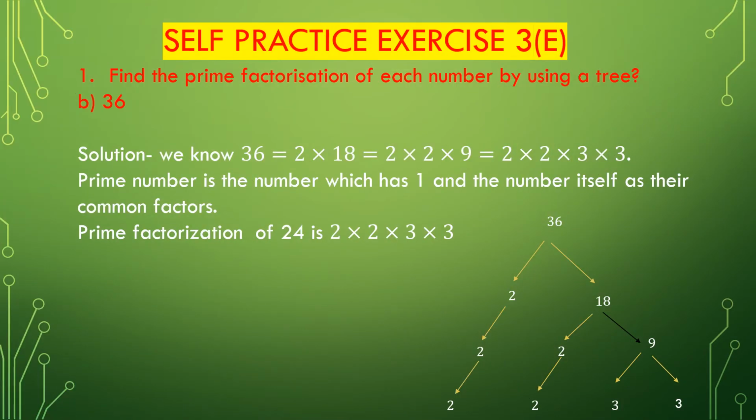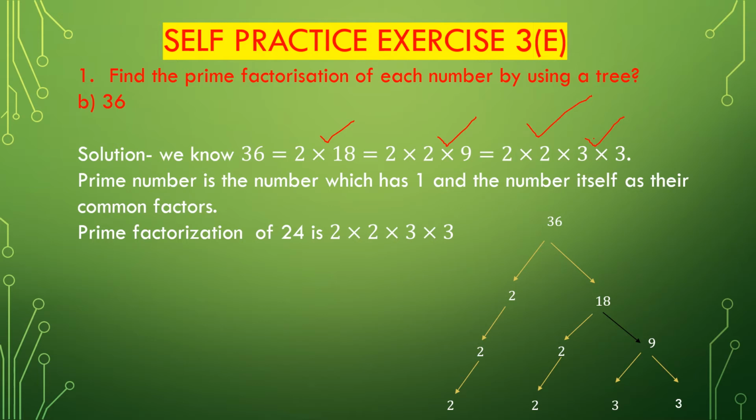Now we solve the second part, B, which is 36. We know 36 is 2 multiplied with 18. When we multiply 2 with 18 we get 36, and when we multiply 2 with 9 we get 18. Then when we multiply 3 and 3 we get 9. So 36 is 2 multiplied with 2 multiplied with 3 multiplied with 3.